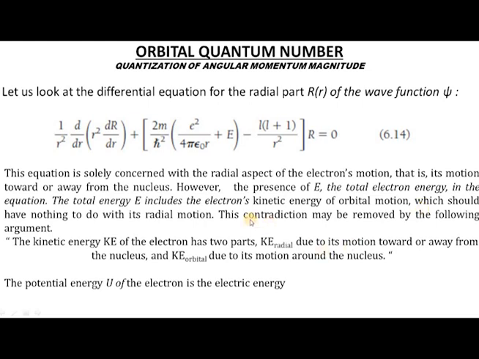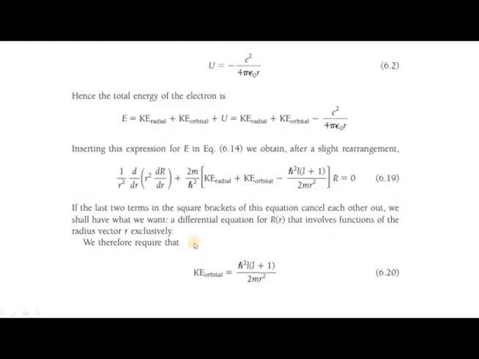So I'll have to remove this. This contradiction can be removed by an argument like this. The kinetic energy of the electron has two parts: the radial kinetic energy due to its motion towards or away from the nucleus, as well as the kinetic energy of orbital motion due to its motion around the nucleus. And this potential energy is the electrostatic potential energy. So total energy I can express as radial kinetic energy plus orbital kinetic energy plus the potential energy: KE radial plus KE orbital minus e square divided by 4 pi epsilon 0 r.